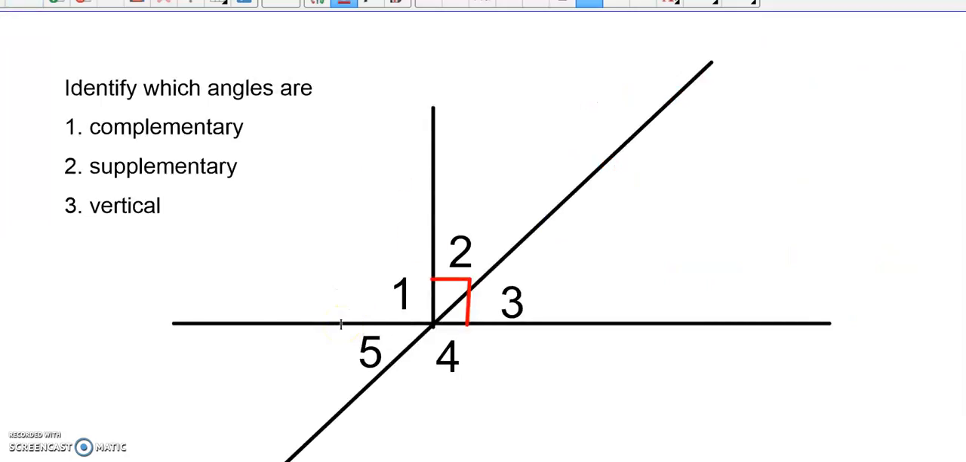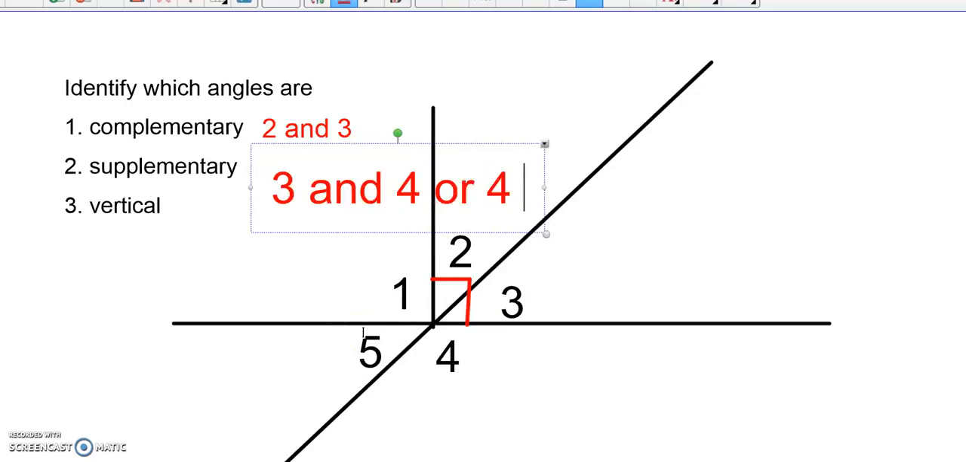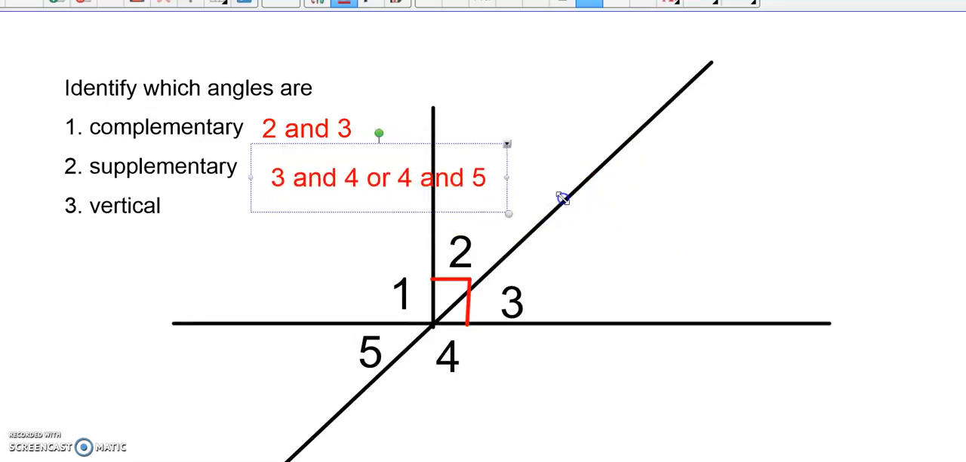All right, which angles are complementary? Well, I can answer that. Complementary would have to be 2 and 3. And let's shrink that down so it fits right next to that question. And then let's look over here. Supplementary, making up a total of 180, a straight line, would be 3 and 4, or 4 and 5. Either of those pairs would be supplementary. So those would be the answers you want on this one.